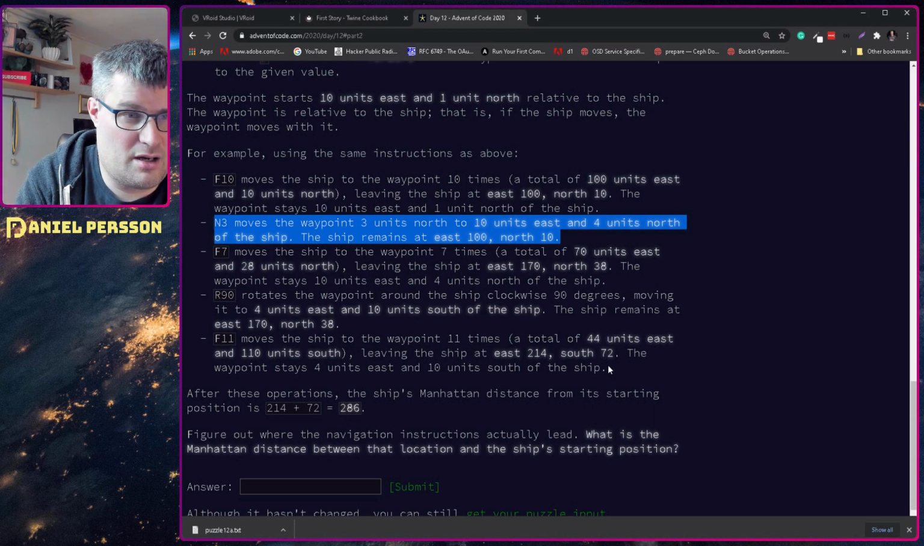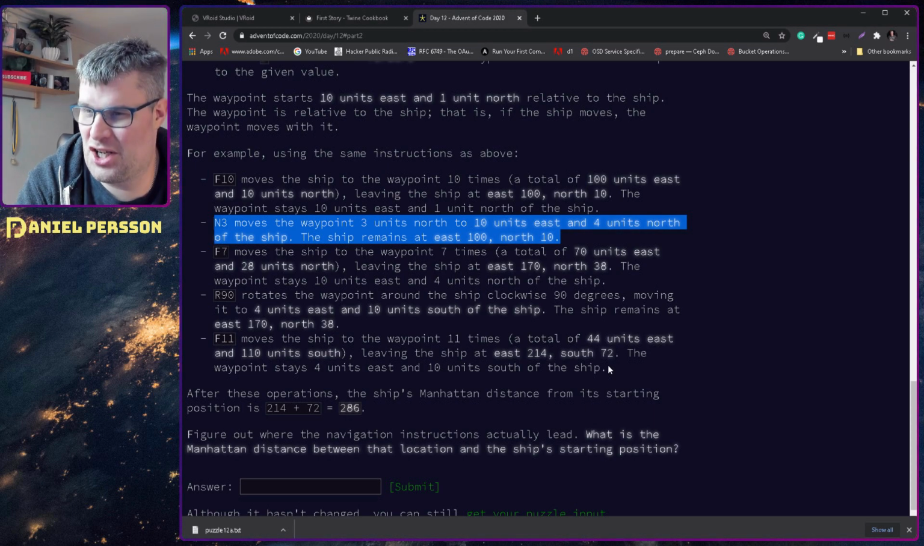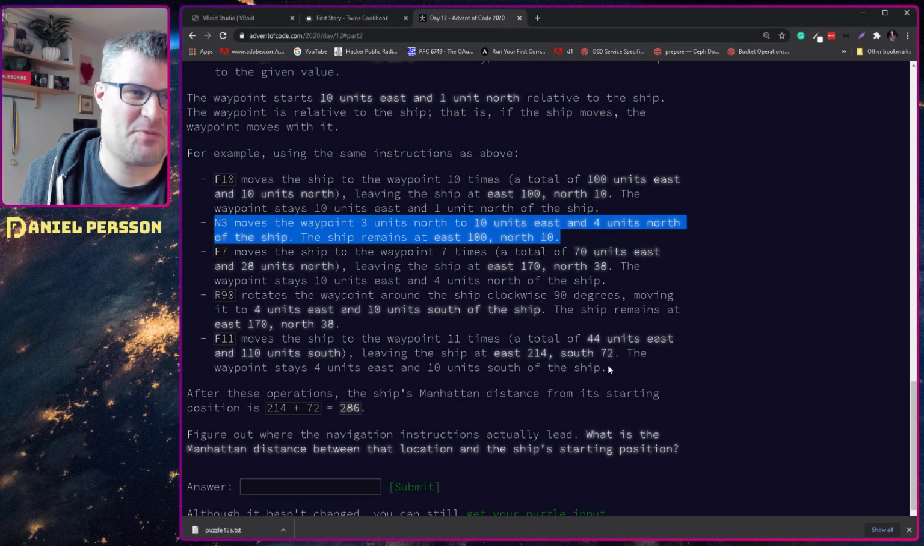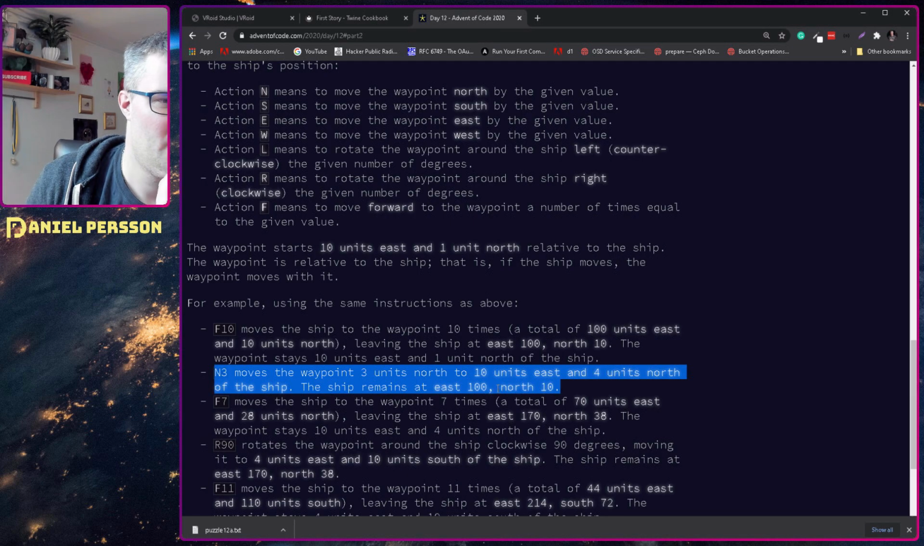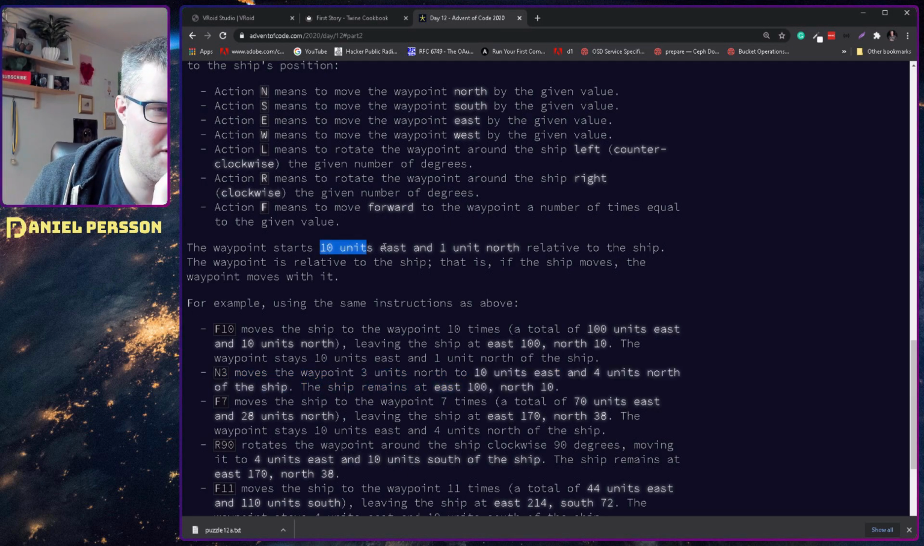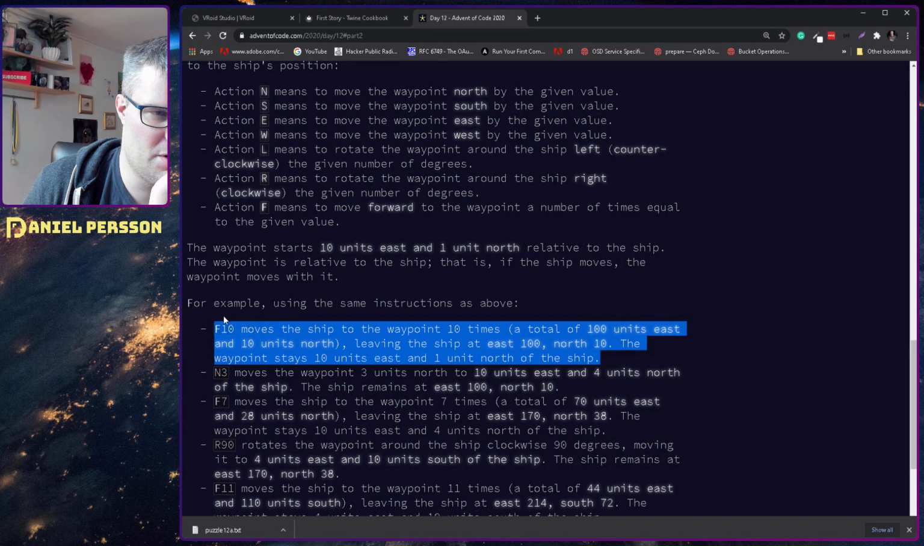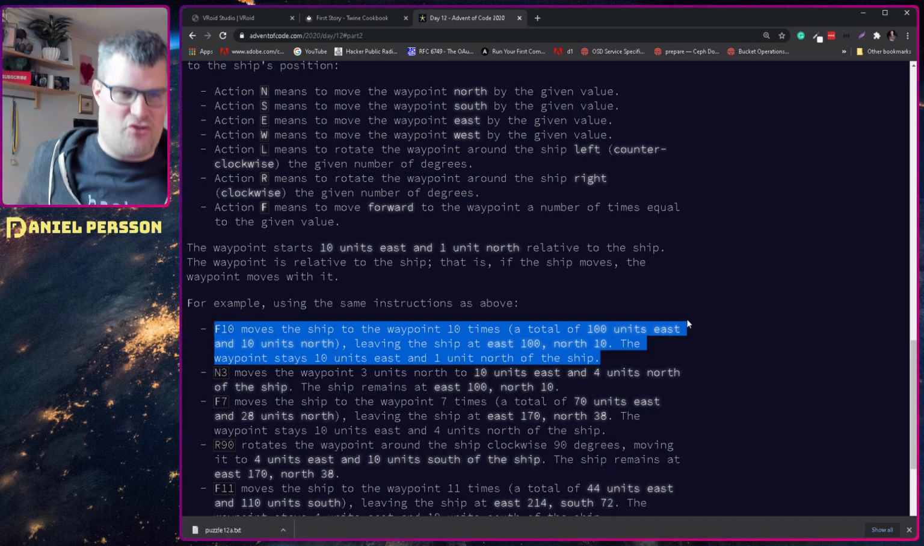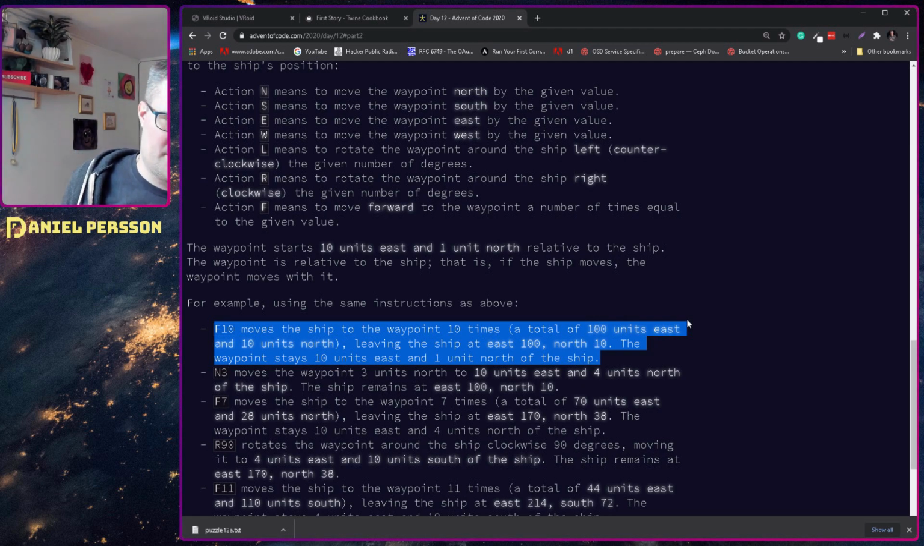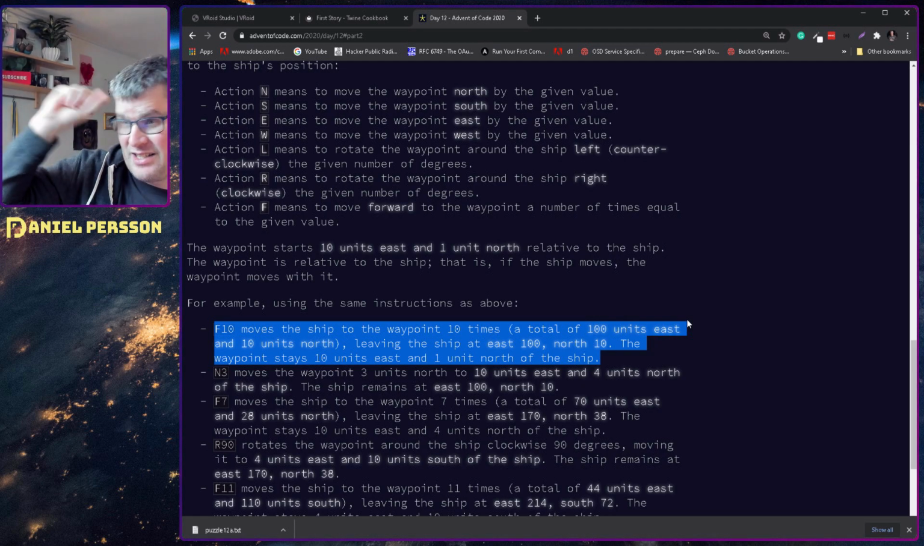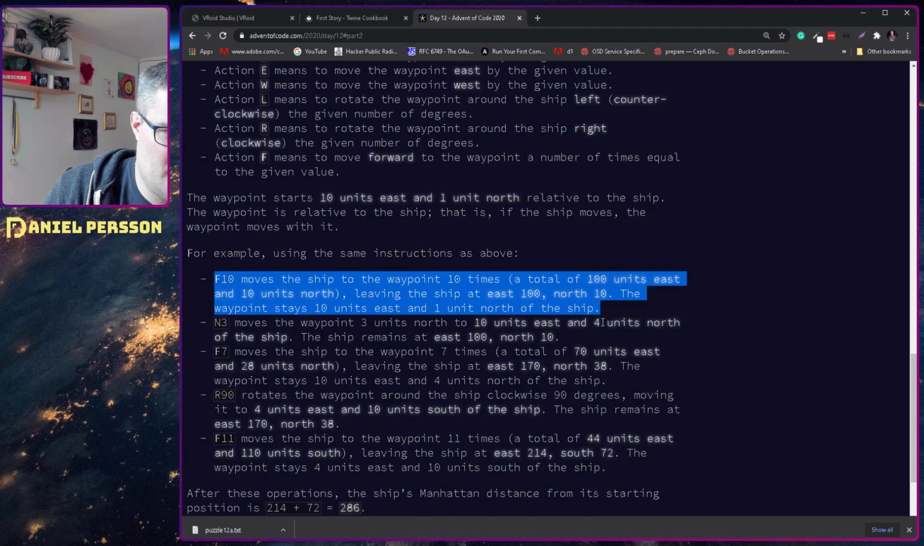So just parsing this is the hard part. The waypoint starts at 10 units east and 1 unit north. Okay, that I understand. And then we move 10 times. So we will move a lot in that direction. That is something that I can wrap my head around.